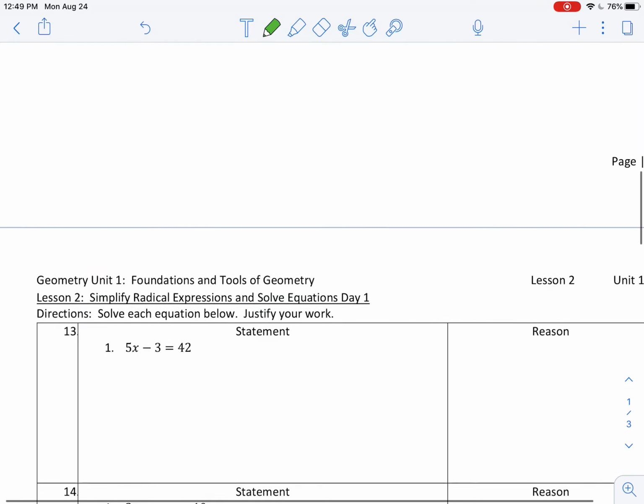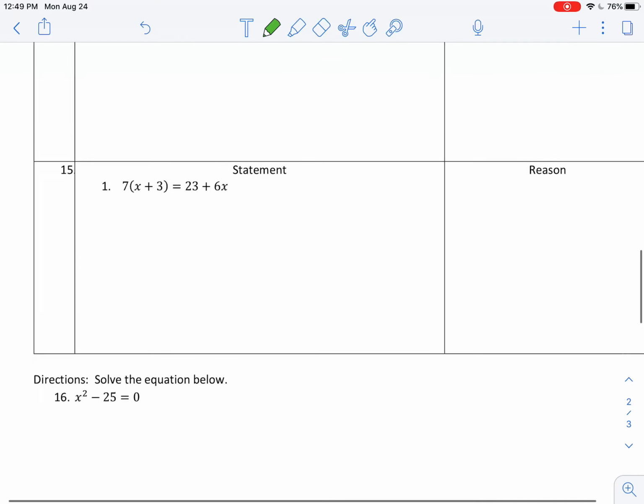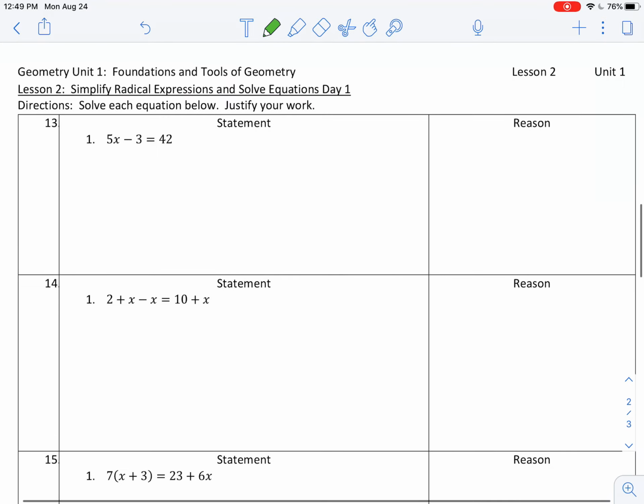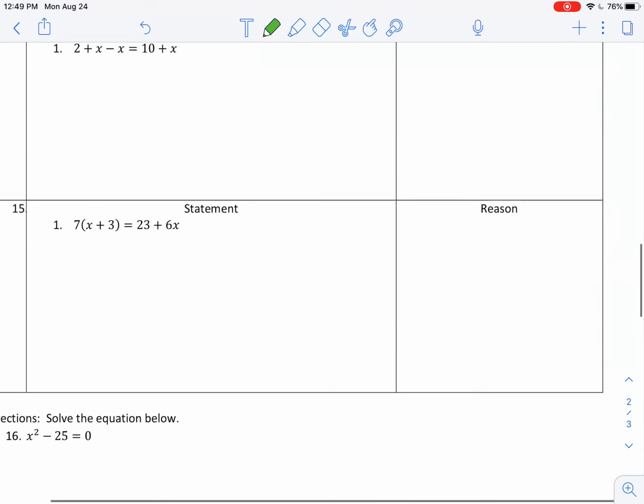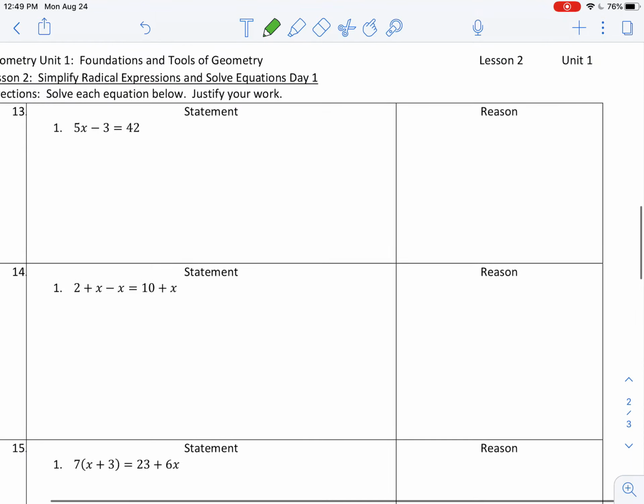11 and 12 are really similar, so I'm going to stop at this point and jump down to the next one, and I'm going to throw that in the next video. So when we come back, we're going to be on page 4 in your workbook.